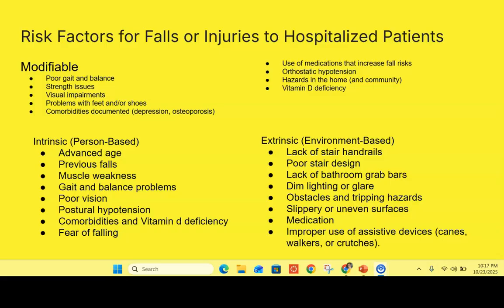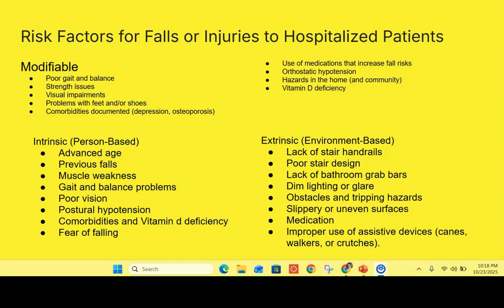They're modifiable in the sense that osteoporosis, once diagnosed, has no cure, but there is medication that can slow it down and activities that can help slow it down.